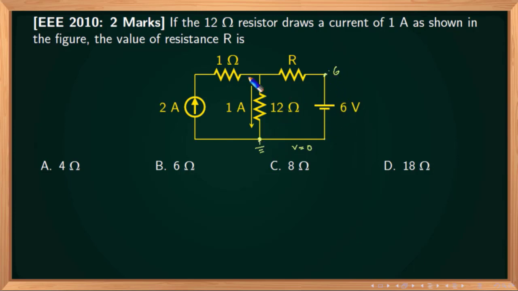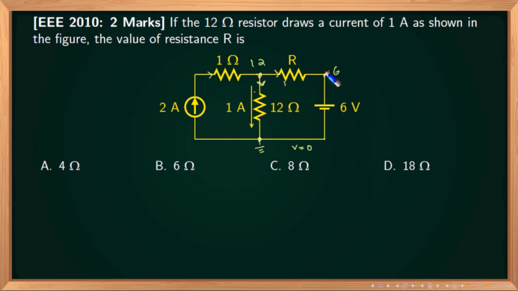Now if this is 0, this must be, since this current is 1 ampere and this is 12, 12 into 1 is 12, right? So this is 12 volts. Now 2 ampere flows in this direction. Out of that, 1 ampere flows in this direction. So the remaining one must flow like this, because I know by Kirchhoff's current law, total current entering a node, which is 2, must be equal to total current leaving the node, which must be 1 plus 1. So naturally this current must be 1.